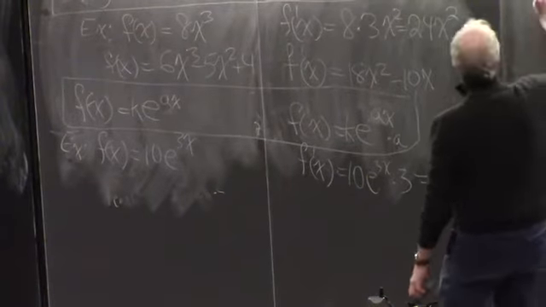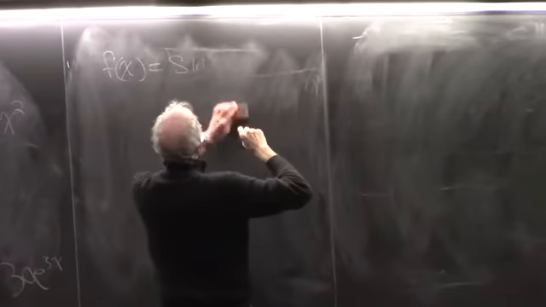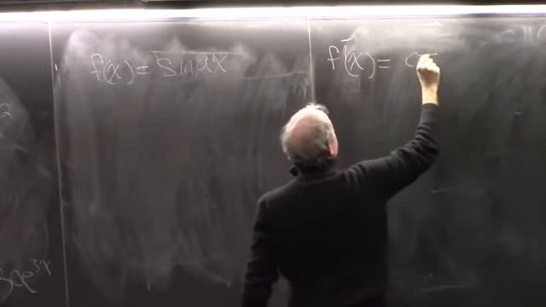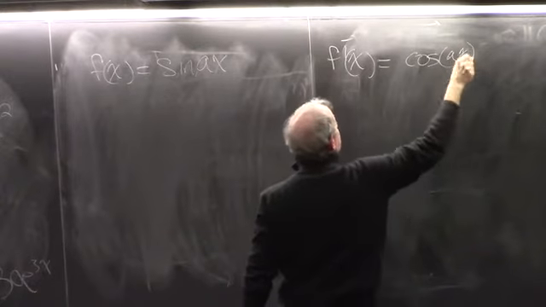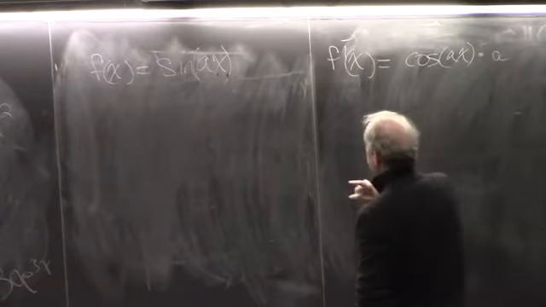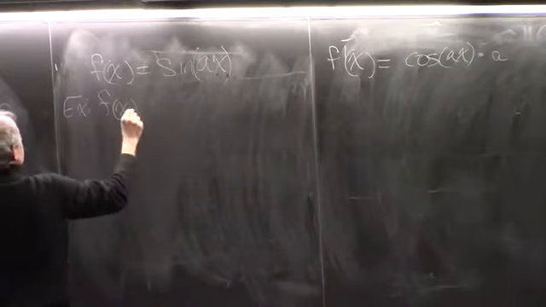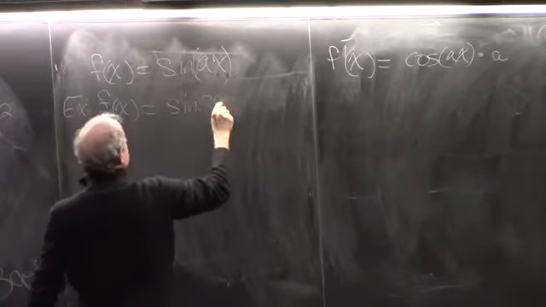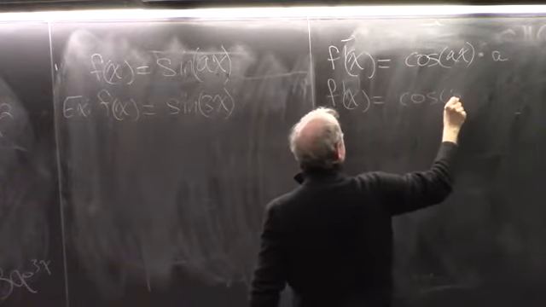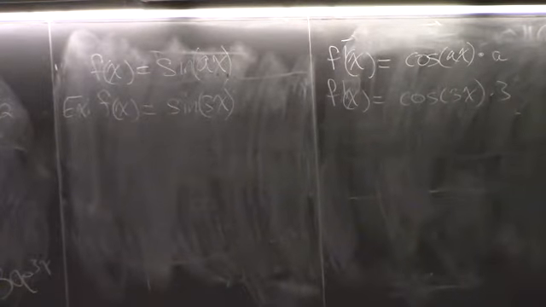So, let's see. Other derivatives. Well, let's see. Derivative of sine is cosine. And thanks to the chain rule, if the x is multiplied by something, we multiply by a. So if we had f of x with the sine of 3x, f prime of x is cosine of 3x times 3. Okay? Nice and easy?